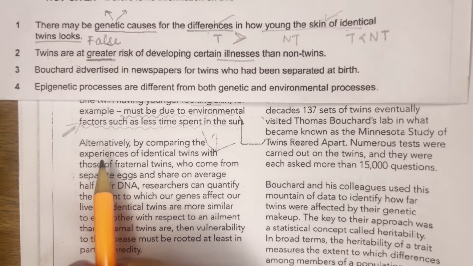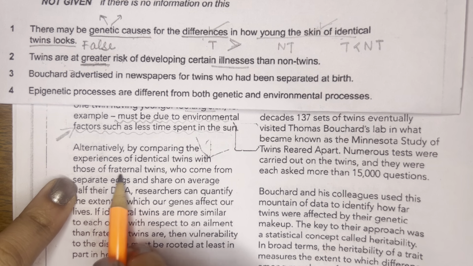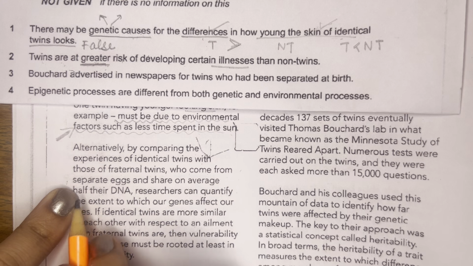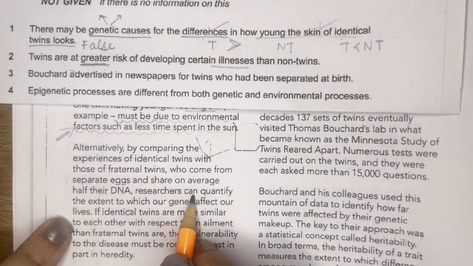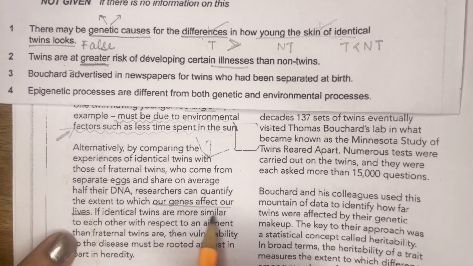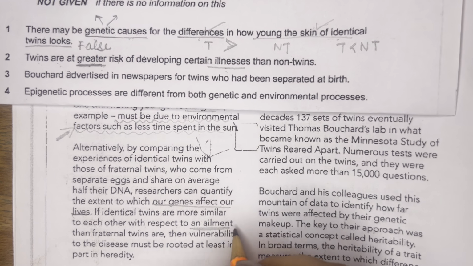Alternatively, by comparing the experiences of identical twins with those of fraternal twins who come from separate eggs and share on average half their DNA, researchers can quantify the extent to which our genes affect our lives. If identical twins are more similar to each other with respect to an ailment. So here comes the location, because the question talks about illness. The synonym for illness is ailment.